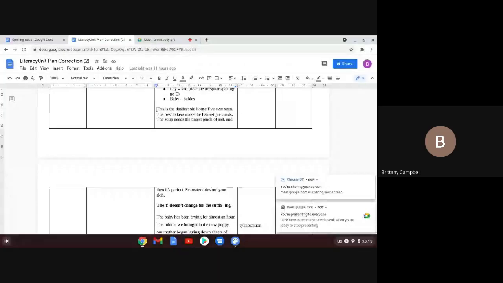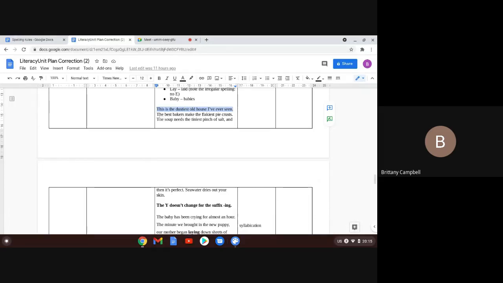So let us put these in context. Now a sentence could read, this is the dustiest old house I've ever seen. So there we change dusty to dustiest. I think I stopped sharing my screen. But this is a sentence here. This is an example, right? Using dusty.